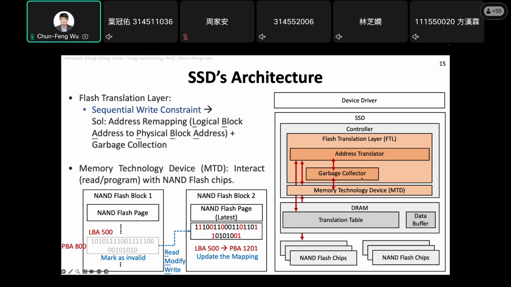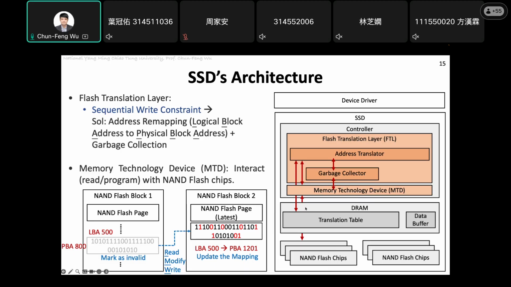And then after that, each time we are going to contact the NAND flash chips, we need to run the MTD. So no matter whether you are going to reprogram or erase, we need help from the MTD to do this kind of operation.